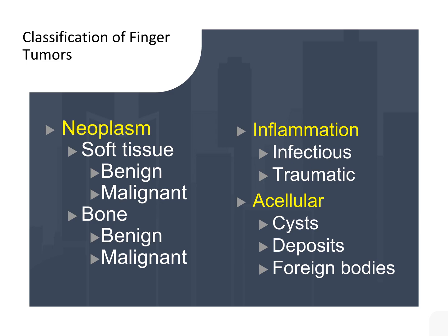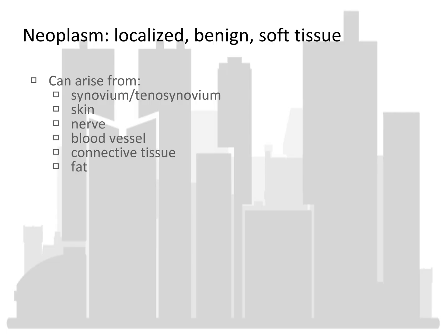As we talked about before, tumors, especially in the finger, can broadly be categorized as either bony problems or soft tissue problems, and those will both fall under neoplasms, or inflammation, which could either be post-traumatic or infectious, and then more acellular things like cystic masses, fluid collections, foreign bodies, and deposition diseases.